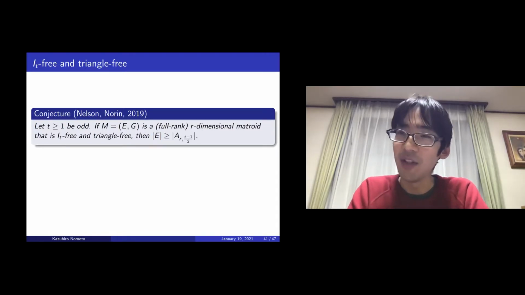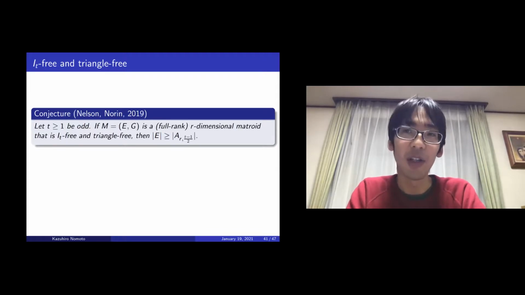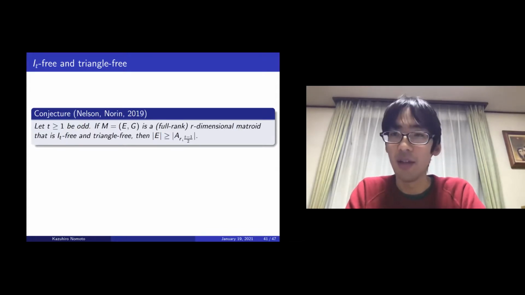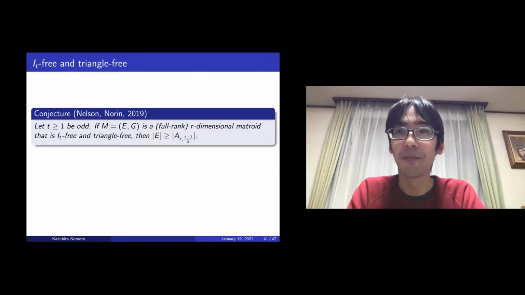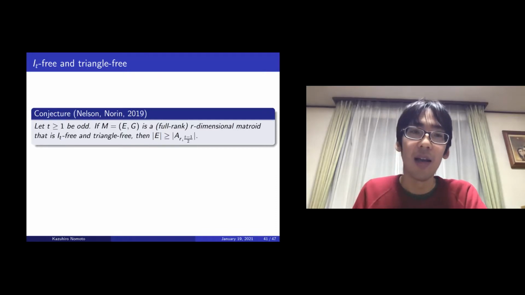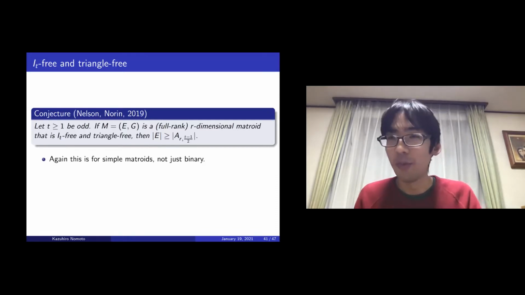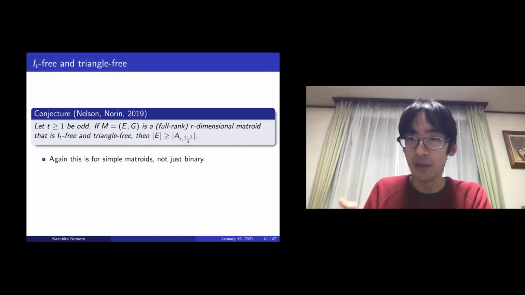When T is even, you can ask the same question, but the extremal or the tight examples or the predicted ones aren't as nice, so I'm going to exclude them from this discussion. But when T is odd, if you're IT free and triangle free, then you can't be smaller than this matroid. Again, this is for general simple matroids, not just for binary.